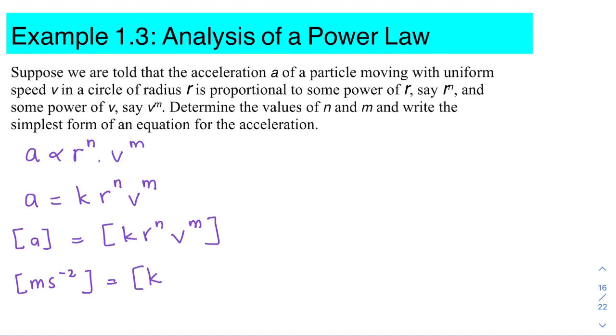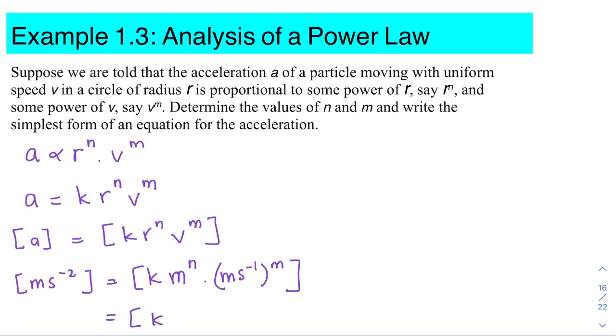You may remain the K yet because the bracket is still there. R is the radius, right? So it's actually m, meter. The SI unit for radius is meter, power n, and then v is speed, so it's meter per second, power m, and then bracket.